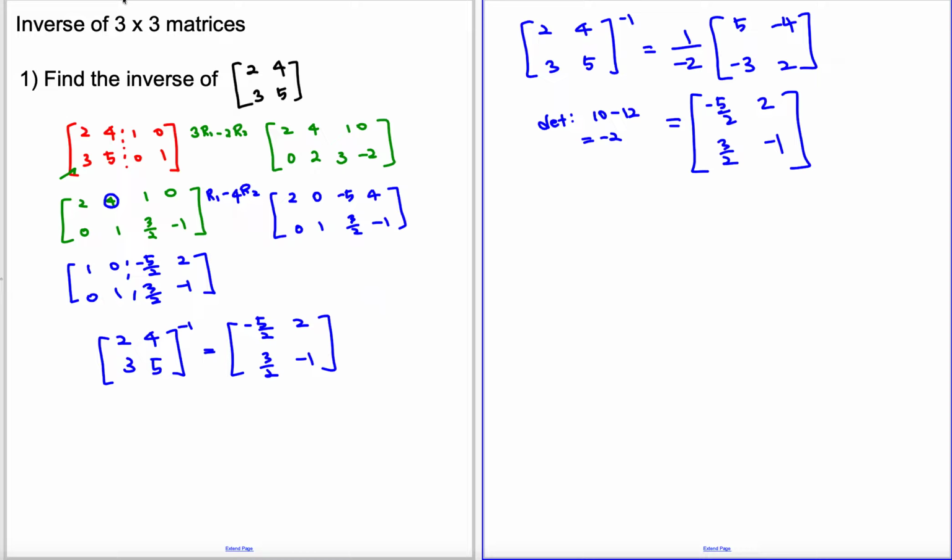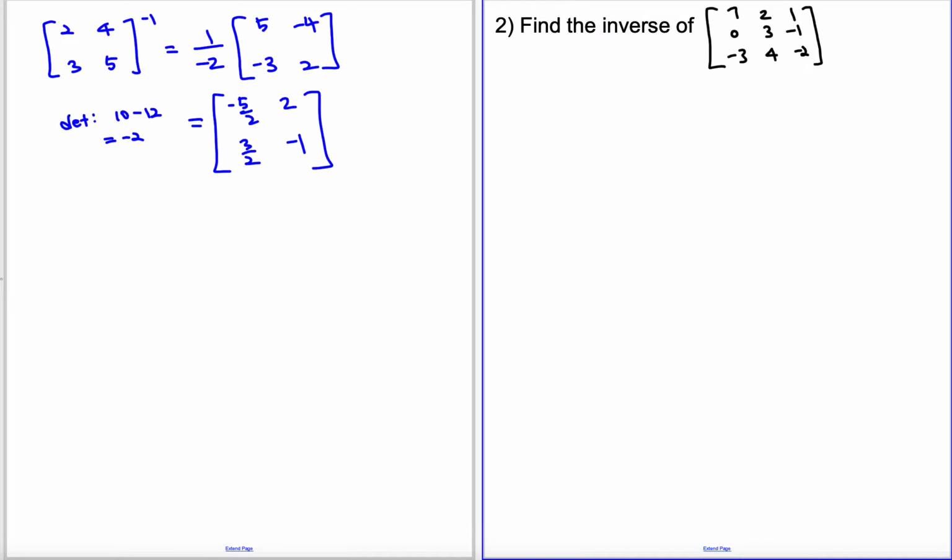But for the 3 by 3 matrix, there is a formula for us to do it, which requires you to find the determinant, which is a bit more complicated. Then we have to get something called the transpose, and a few other techniques which we do not know yet. So we're not going to use the formulas to find the inverse of 3 by 3 matrices, but we will be using this method, which is the row operation. So now let's look at the next question here.